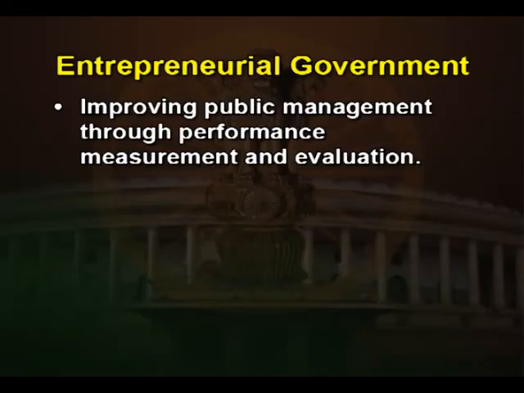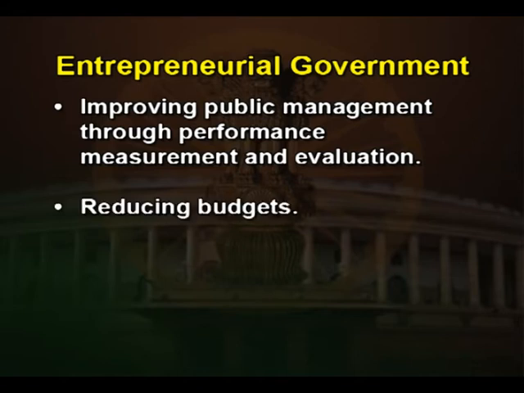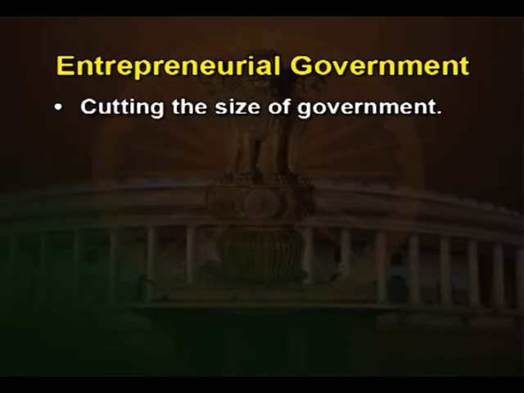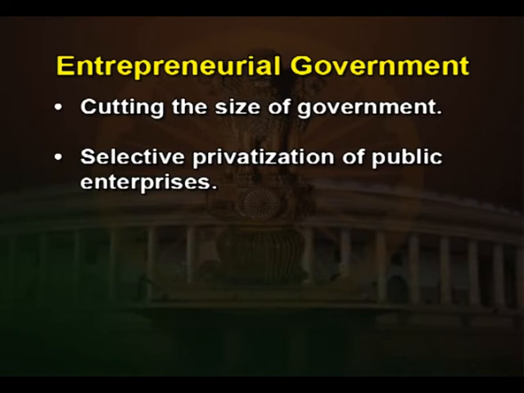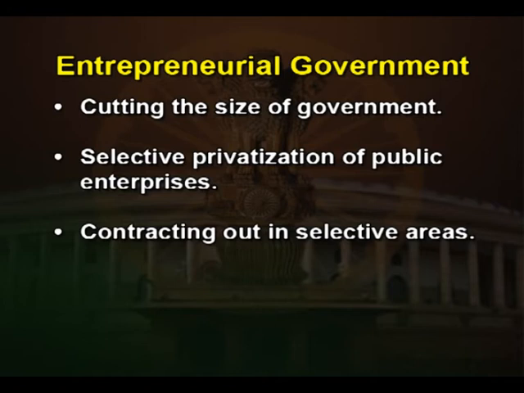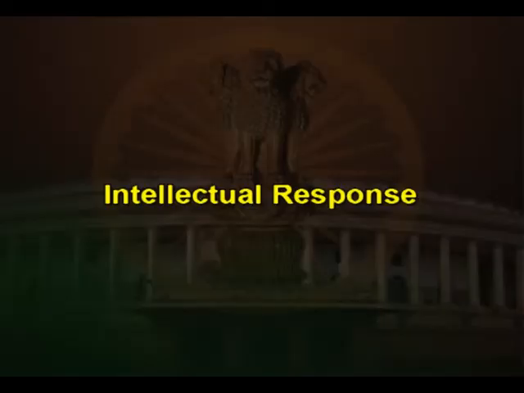First, improving public management through performance measurement and evaluation. Second, reducing budgets. Third, cutting the size of government. Fourth, selective privatization of public enterprises. Fifth, contracting out in selective areas. As Caiden has summed up the situation: all blame the dead hand of bureaucracy, especially the poor performance of public bureaucracies. Now, the intellectual response.